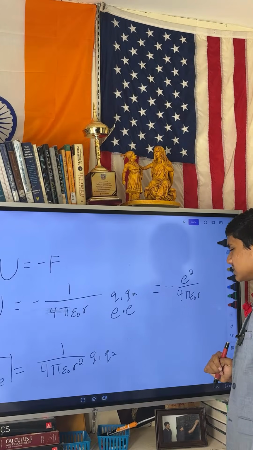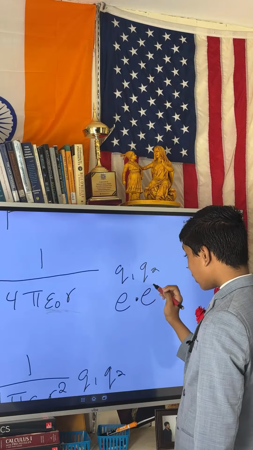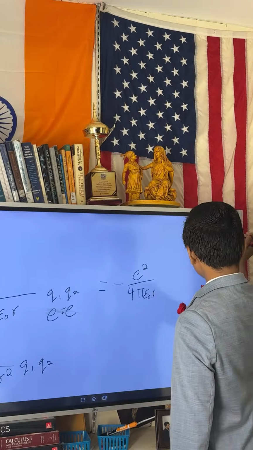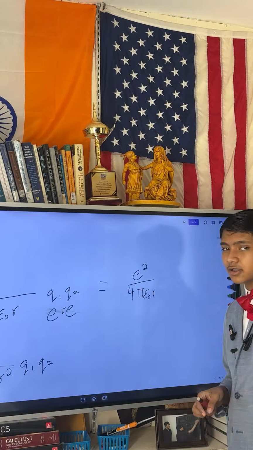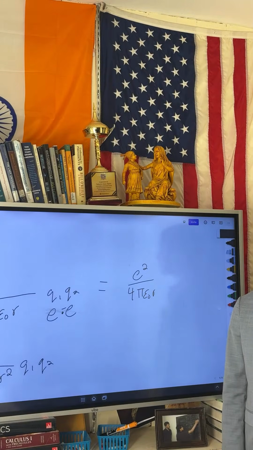Oh, wait a minute. This is wrong. The charge of the proton is e. The charge of the electron is negative e, which means that this is positive e squared over 4 pi epsilon naught r. That is the potential of the hydrogen atom.